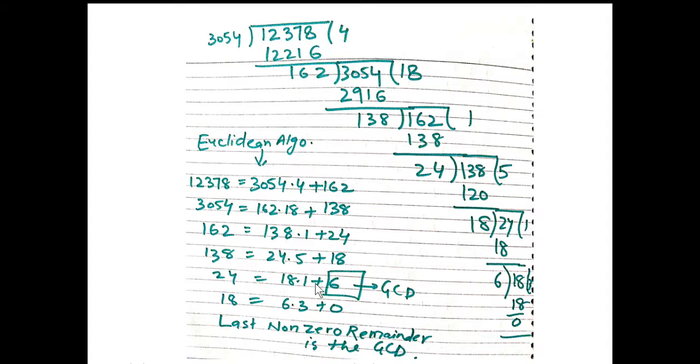And as you know, the GCD can be written as a linear combination of the given two numbers. That is also done using the Euclidean algorithm, but that is the reverse Euclidean algorithm. In that, we write 6 as 24 minus 18, and then substitute the value of 18 from this step, and then substitute the value of 24 from this step, and we go in this direction. So that is reverse Euclidean.